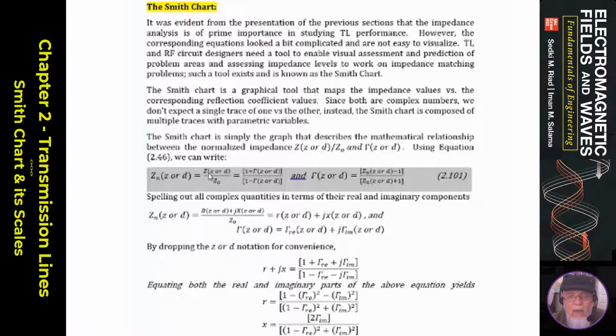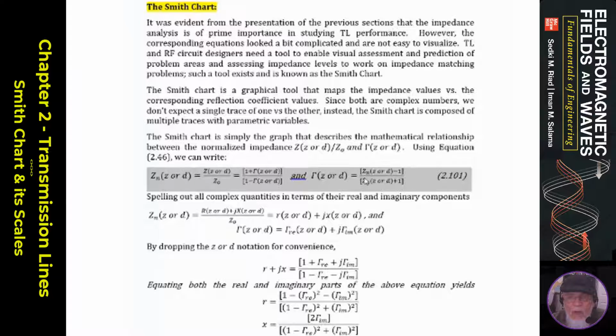So z as a function of position divided by the characteristic impedance, the normalized impedance that is, which we refer to as z sub n, is equal to 1 plus gamma divided by 1 minus gamma. The other equation, which is the inverse of that, rewriting it as gamma in terms of z, says simply that gamma at any location is z minus z naught divided by z plus z naught, or z normalized minus 1 divided by z normalized plus 1.